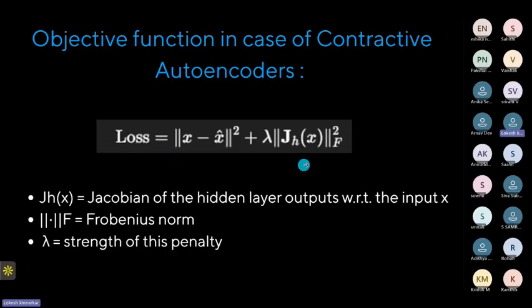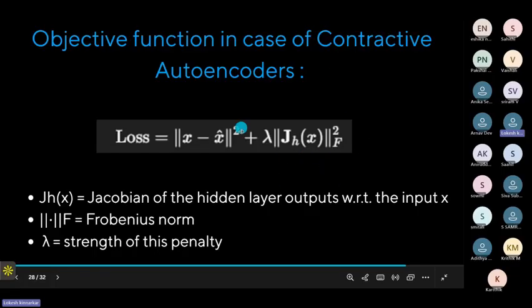So this is the loss function in the case of contractive autoencoders. This is the reconstruction loss which we have, and this is the penalty term added, which is nothing but the squared Frobenius norm of the Jacobian matrix. I will be discussing what this Frobenius norm and the Jacobian term are exactly. And lambda is the hyperparameter which defines the strength of this penalty.